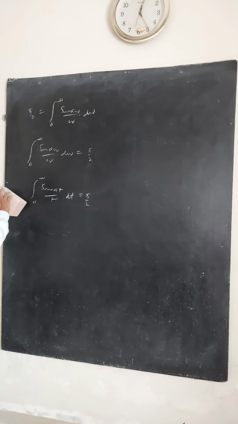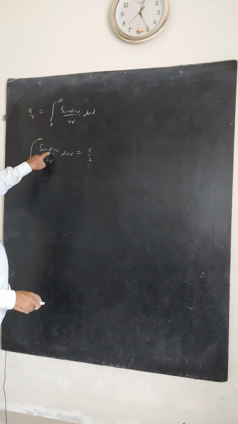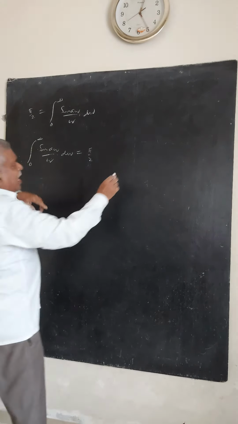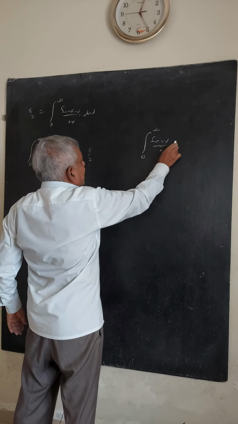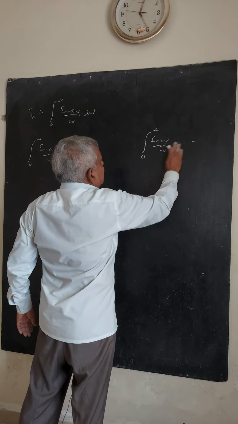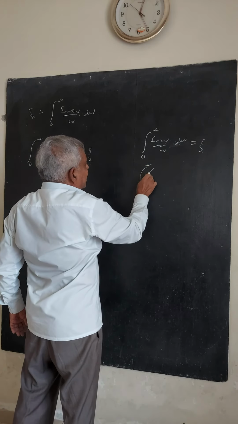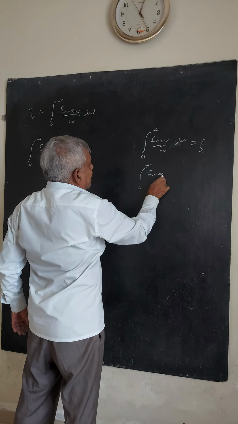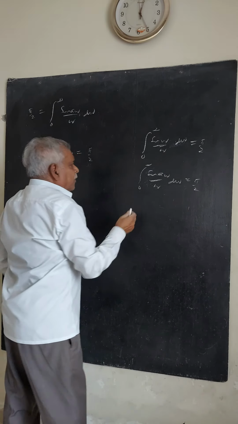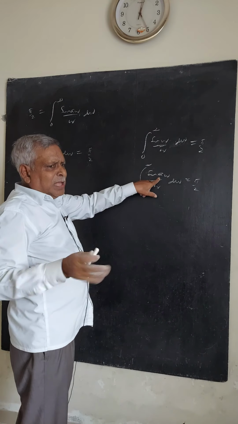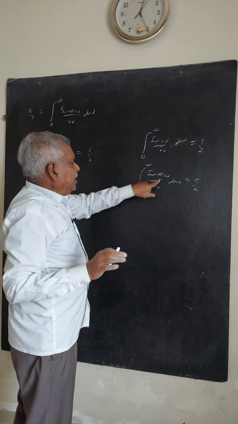Here a has no weightage. Whether it is a or not, the answer is pi by 2. Sin omega by omega d omega equal to pi by 2. Similarly, 0 to infinity sin a omega by omega d omega equals the same pi by 2. Whatever the a or any other constant, it goes out, therefore no weightage for a.